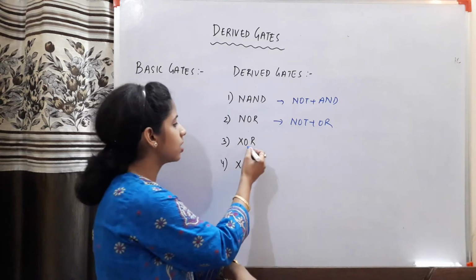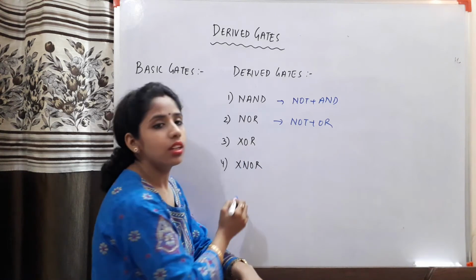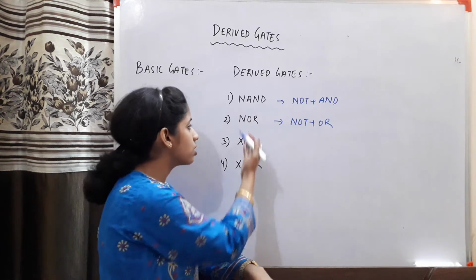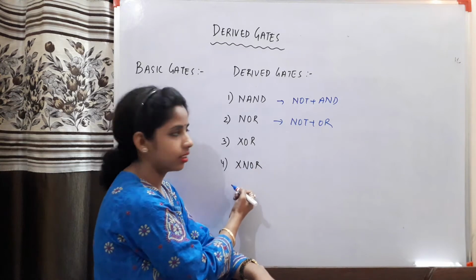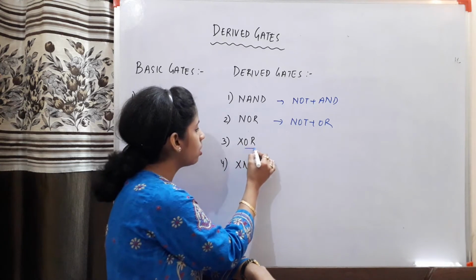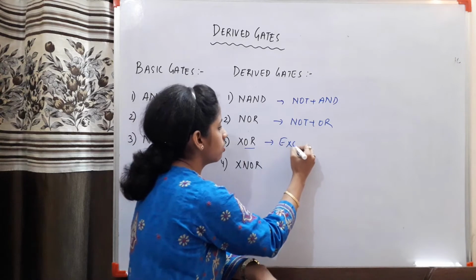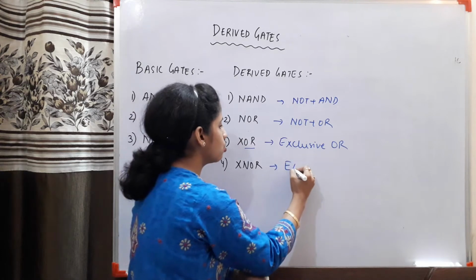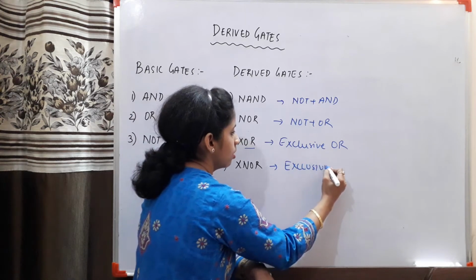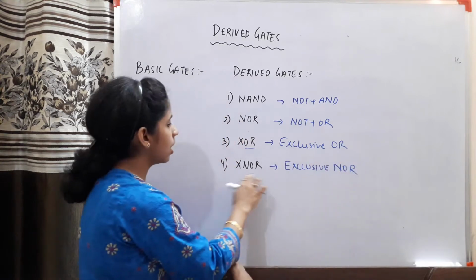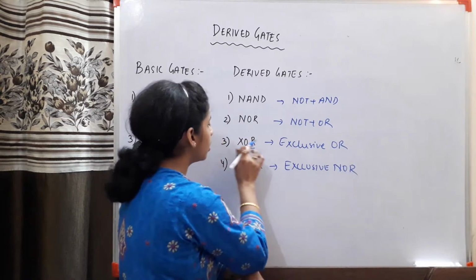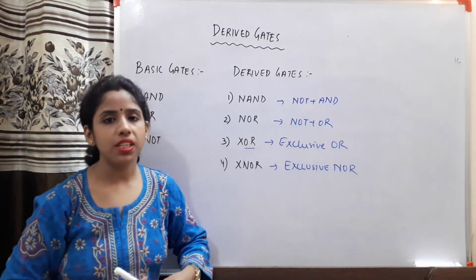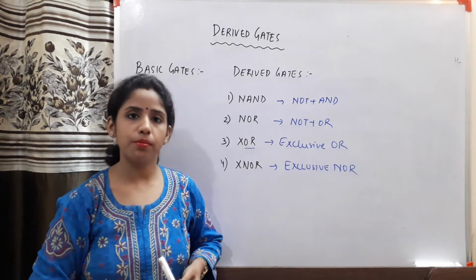You can see that this NOR and XNOR are somewhere related to the OR gate. Clear? So NOT and OR means the NOR gate. You can see this XOR, it is called exclusive OR, and this one is called exclusive NOR. So you can see that this XNOR is somewhere derived from the NOR gate, and this XOR gate is somewhere derived from the OR gate. So these are called the derived gates, and now we'll discuss them one by one.